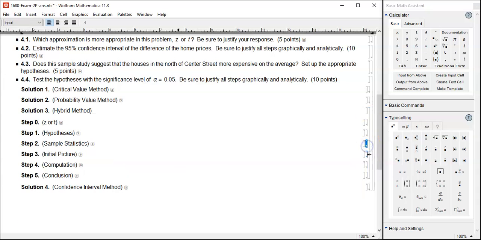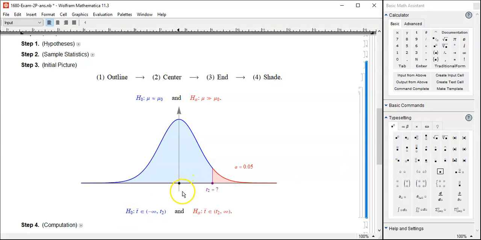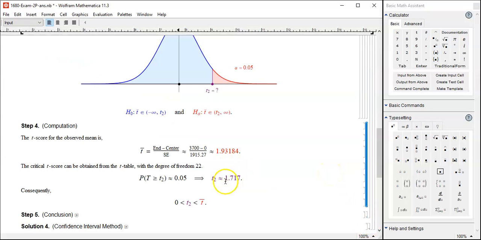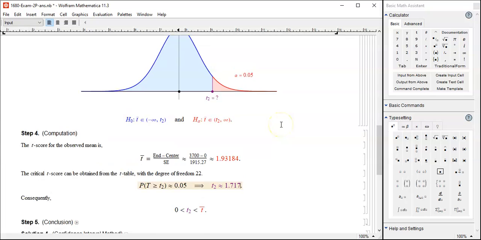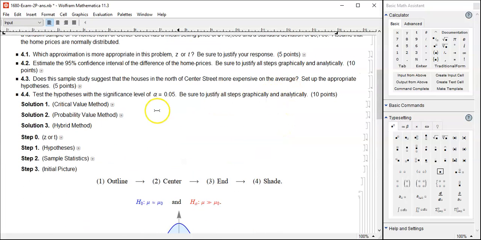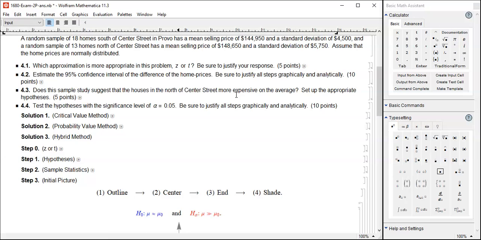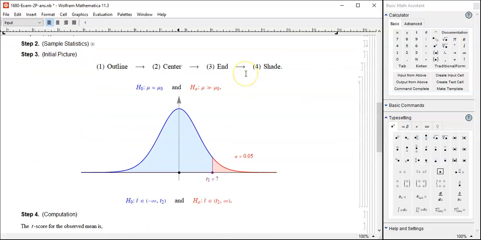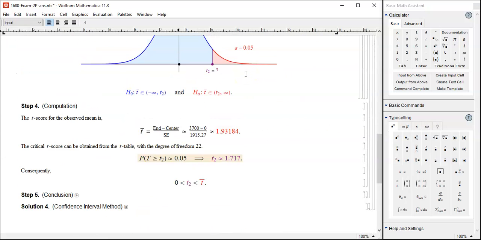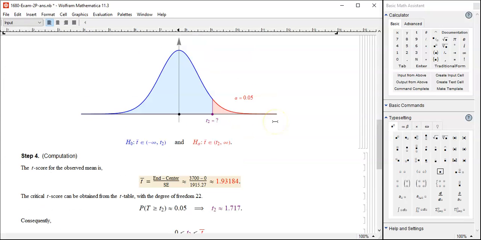Here is the initial picture. We have the standard t-curve from 0, and then this is the t-statistic. Not 3,700 or actual critical value, but the critical t-statistic associated to 5%. So here we go, 1.717. Now, as for 3,700, the observed difference, where is it? The difference between the two. We have to calculate the t-statistic for that, and we get 1.93.